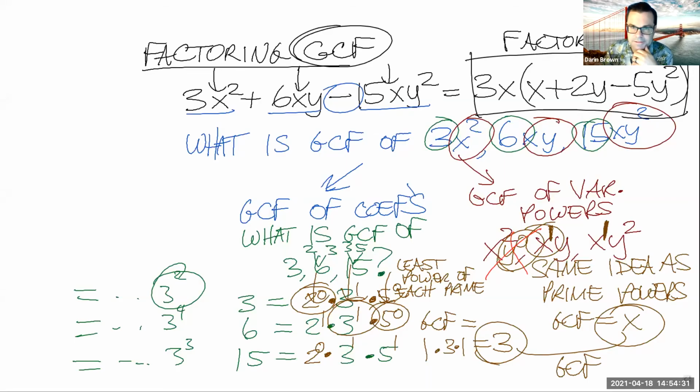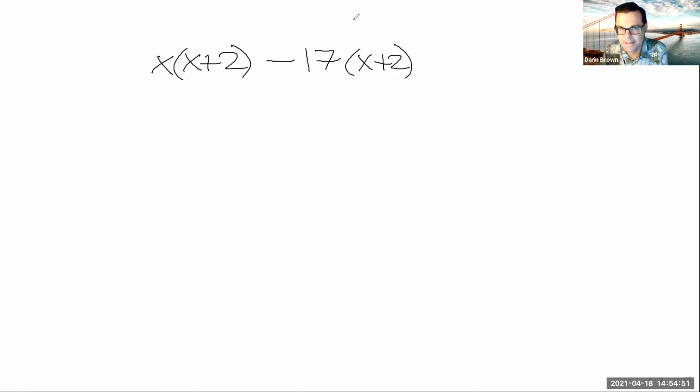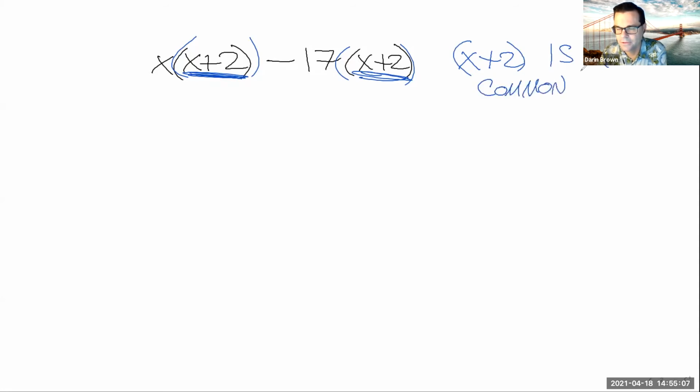Okay, so we're looking at this. What I'm saying is this x plus 2 in parentheses, right? x plus 2 is itself a common factor.